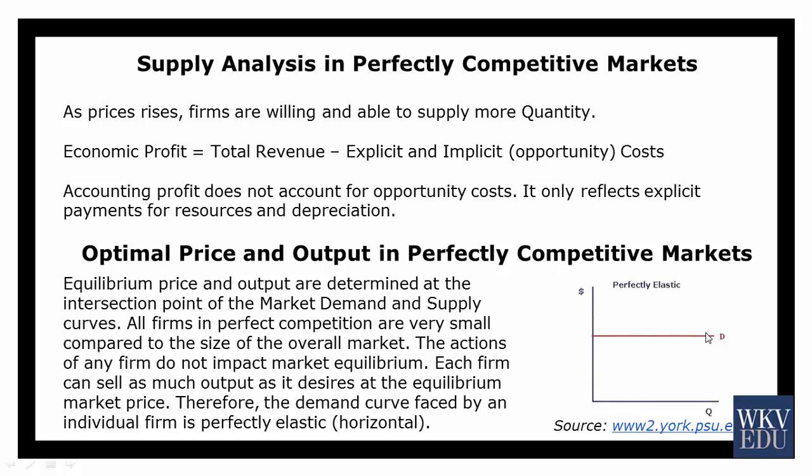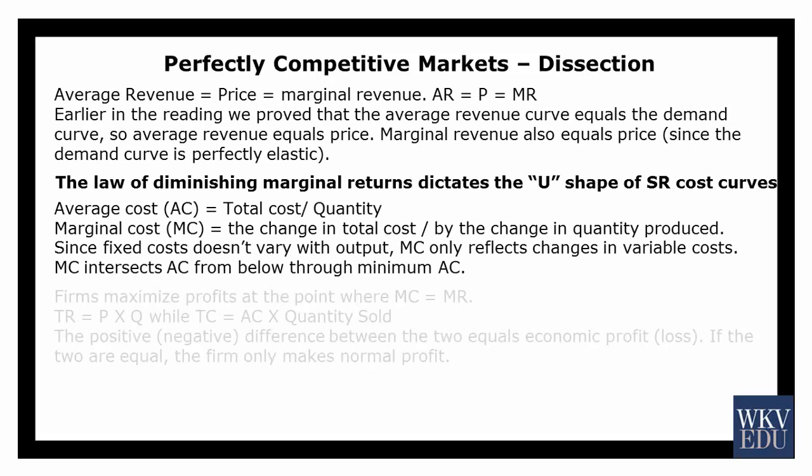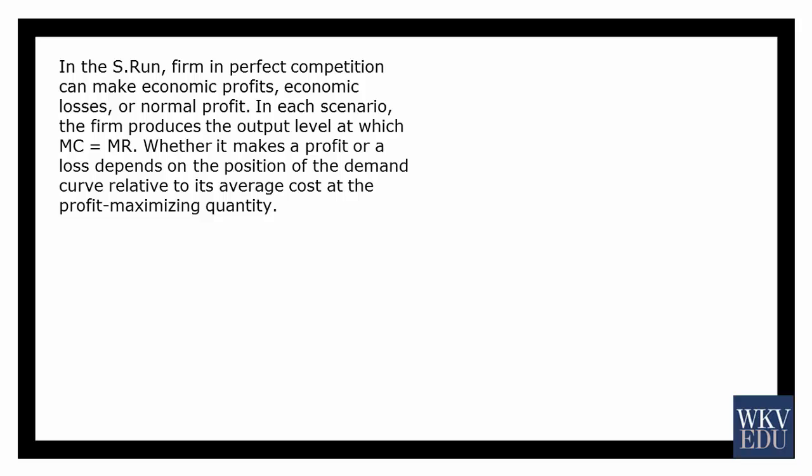The total cost has two components: fixed cost and variable cost. And since fixed cost does not vary with output, marginal cost is affected only by the variable cost. The marginal cost curve intersects the average cost curve at its minimum, and therefore firms try to maximize profit at the point where marginal revenue and marginal cost are equal. In the short run, under perfectly competitive markets, firms can make economic profits, economic losses, or normal profits. In all the scenarios, the firm will produce an output where marginal cost and marginal revenue are equal.